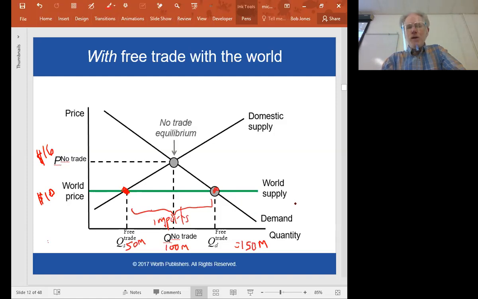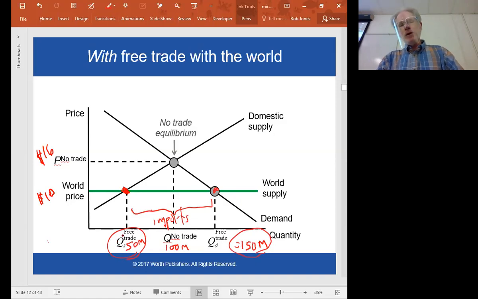And what's the amount of the imports in terms of quantity? It's going to be 100 million. The difference between the quantity that Americans are going to want to buy and the quantity that American producers are going to want to sell. Whatever that horizontal difference is, that's the amount of the imports.